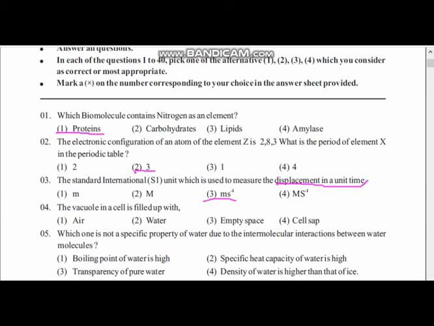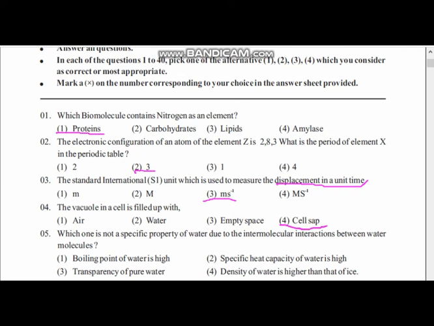Okay, then we're going for the fourth question. The vacuole in a cell is filled up with. So it is filled up with cell sap. So if you take the vacuole membrane we call the tonoplast, and it is filled with cell sap.